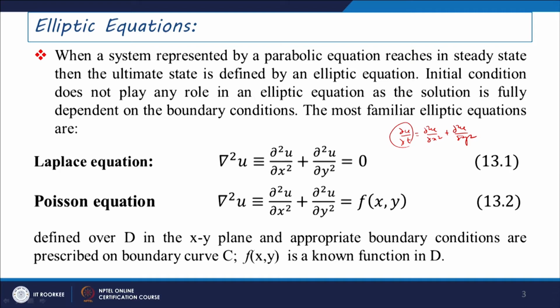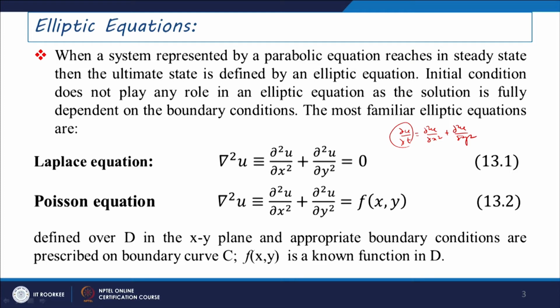And the initial condition does not play any role in an elliptic equation, as the solution is fully dependent on the boundary conditions. The most familiar elliptic equations, as I have told, are the Laplace equation and the Poisson equation. The Laplace equation is signified as nabla square u, which is del square u by del x square plus del square u by del y square, equals 0. And if you consider f of x y in place of 0, then we consider this as a Poisson equation.